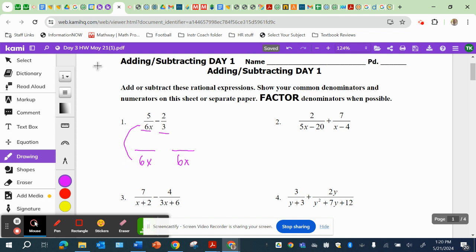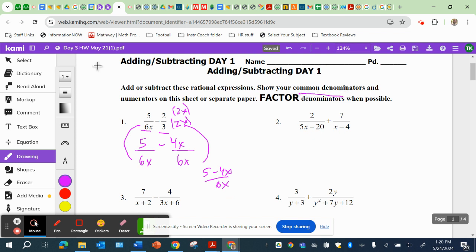6x times 1 is 6x, so I take 1 times 5. 3 times 2x is 6x, so I'm multiplying this top by 2x. So I multiply the bottom by 2x. So I get minus 4x. So 5 minus 4x over 6x.